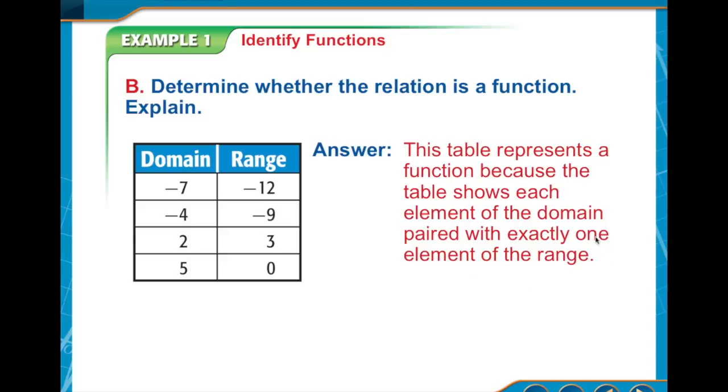You don't have to write all these words. You just have to say yes, it is a function. We understand that it's a function because each x value, each part of the domain, is paired with exactly one y value, exactly one element of the range. Remember that range is our y value and domain is our x values. So in other words, these are x's, these are y's. Every x value must be paired with one and only one y value, and that's what we see here.